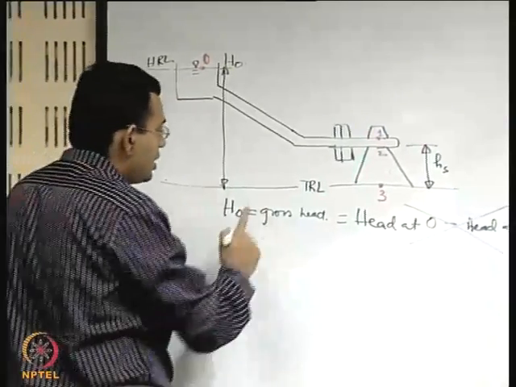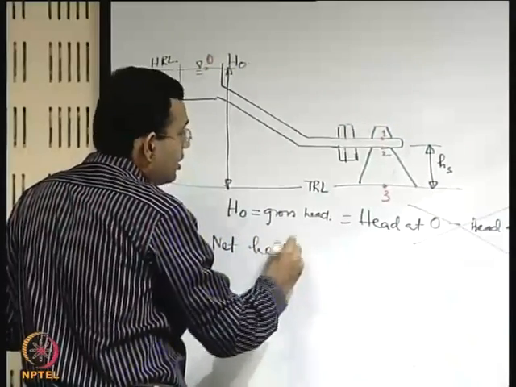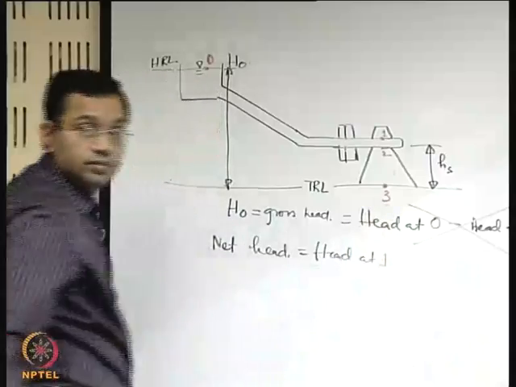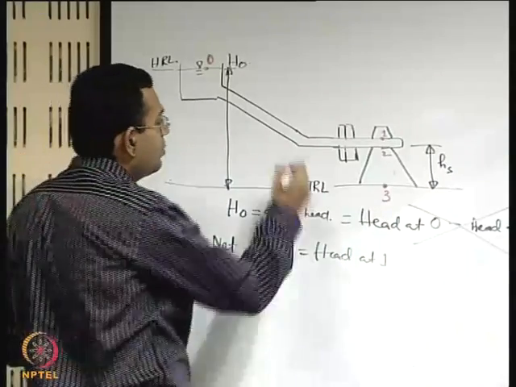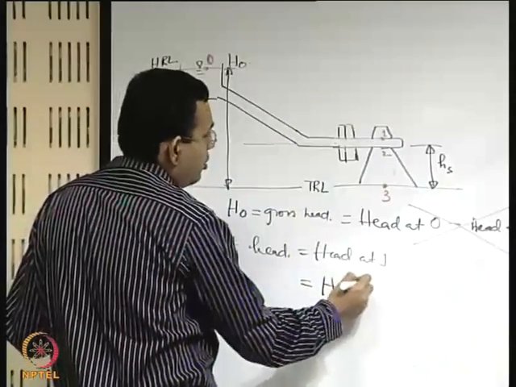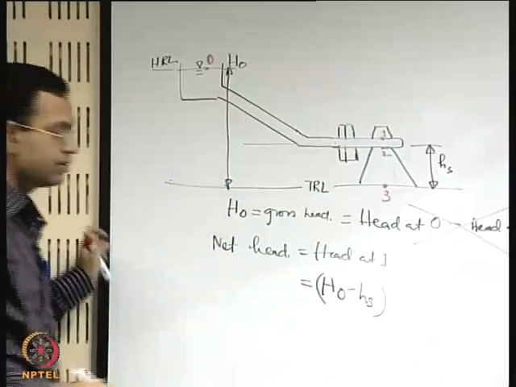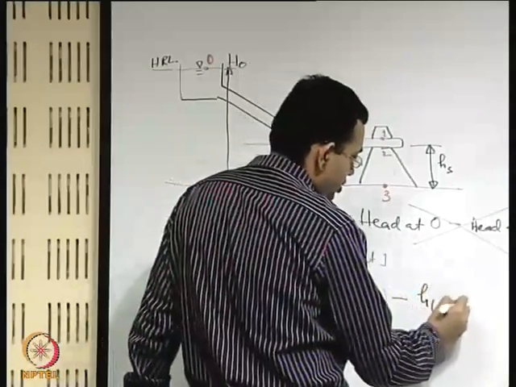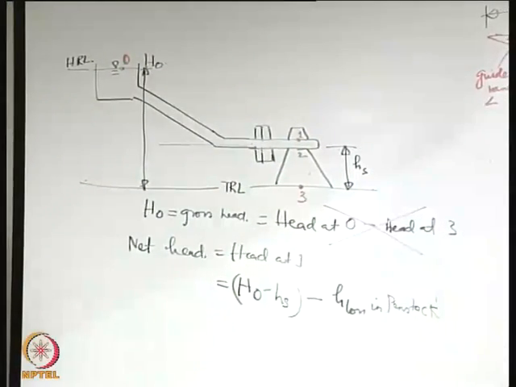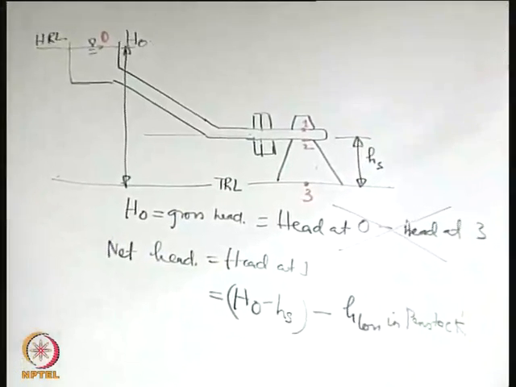Now, important is not this one, but the net head. Net head is the head at 1. Again, the head at 1 will basically be H0 minus HS, that is the static thing, minus the losses, minus head loss in penstock. So these are two important terminologies, the net head and gross head across a reaction turbine.